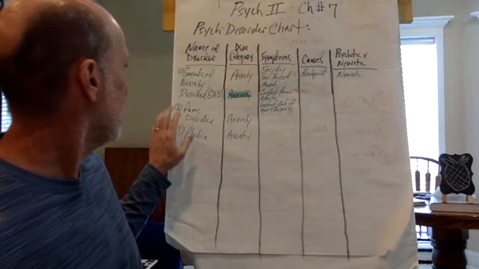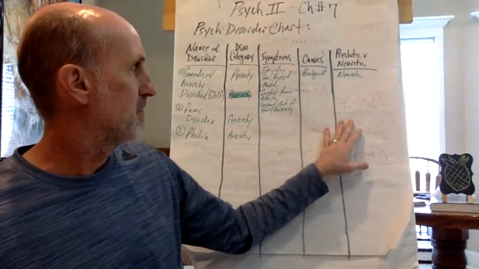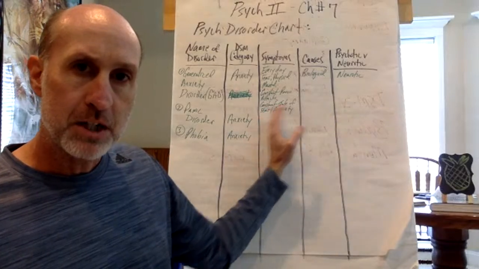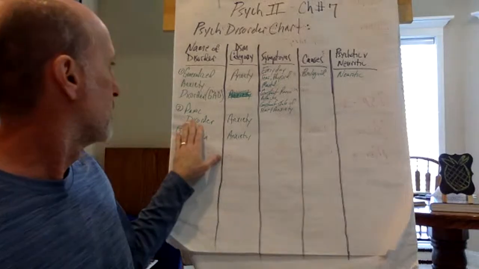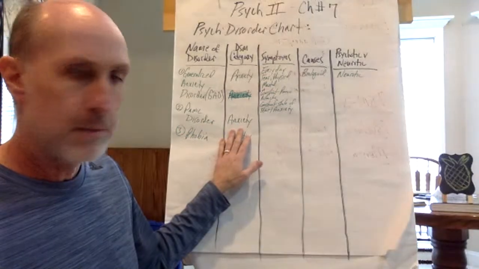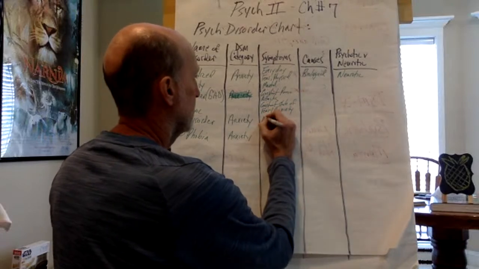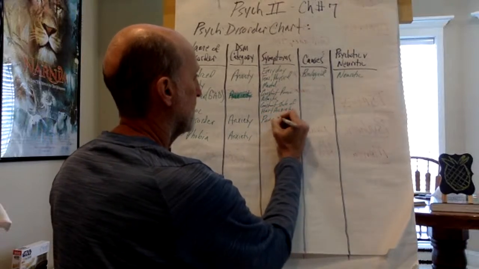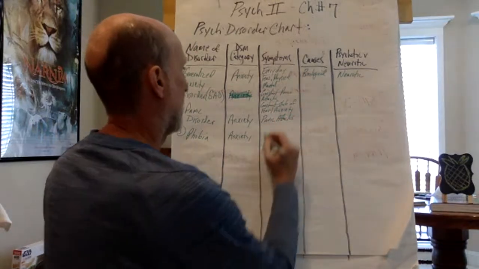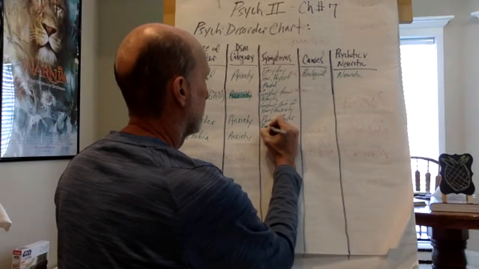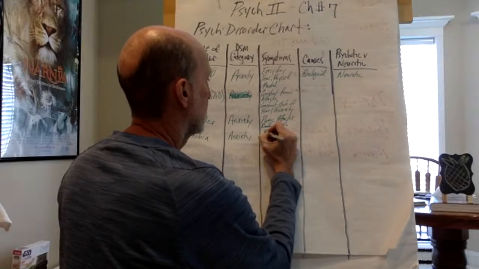Number 2 is panic disorder. What I'll do is I'm going to fill it in, and then I'll talk and show it to you, so it's up there so you can take notes if you can't see it. So panic disorder is an anxiety disorder. And it is basically based on panic attacks, and they are random, with no stimulus.